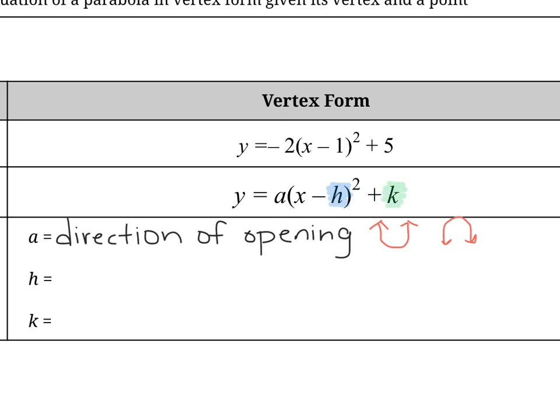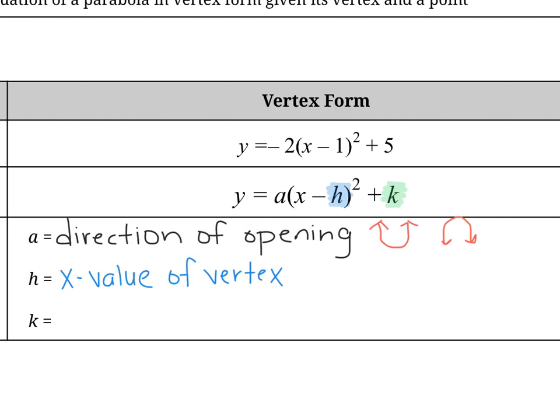The letters H and K represent coordinates or components of the vertex, hence why it is called vertex form. The H value represents the x value of your vertex. Remember that your vertex is a coordinate point that has x and y values, so the H value represents the x value of the vertex.